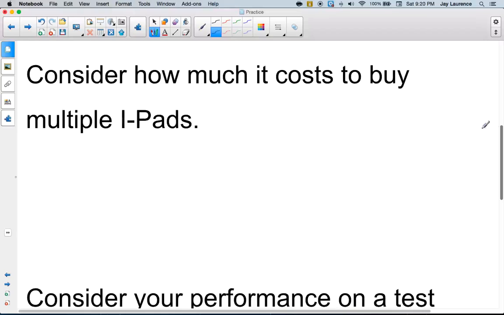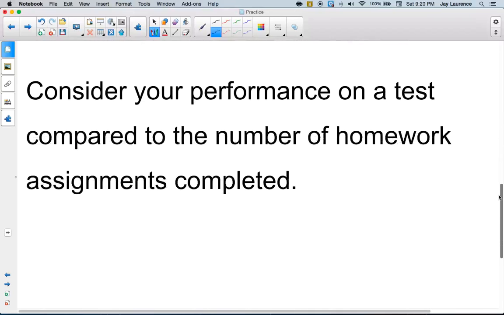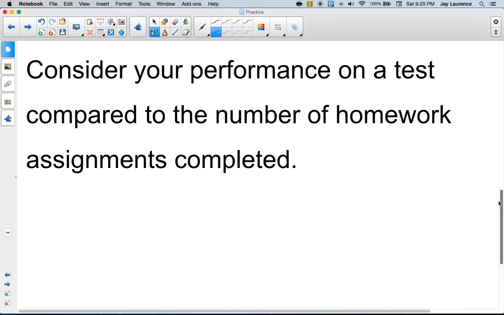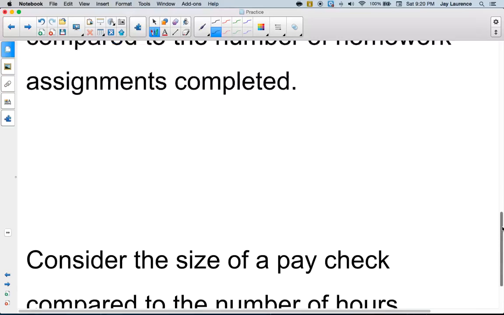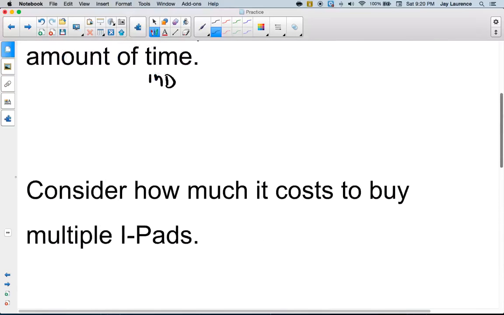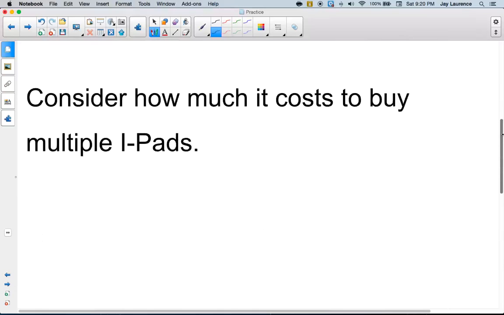Okay, so consider how much it costs to buy multiple iPads. Consider your performance on a test compared to the number of homework assignments completed. Consider the size of a paycheck compared to the number of hours an employee works. So if you need to pause any of them, go right ahead. I'm getting ready to tell you the answers, so if you haven't figured them out on your own or attempted them on your own, please pause the video now and do so. Okay, so here come my solutions.